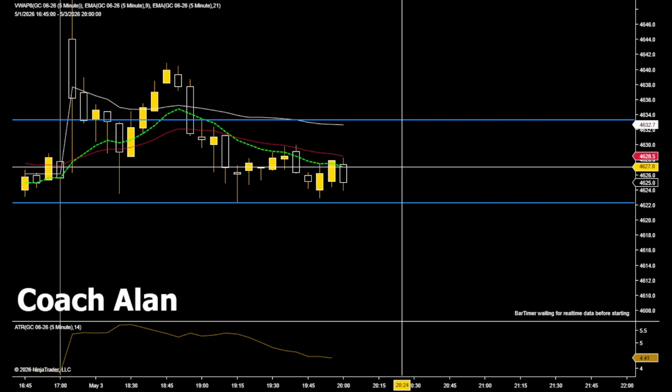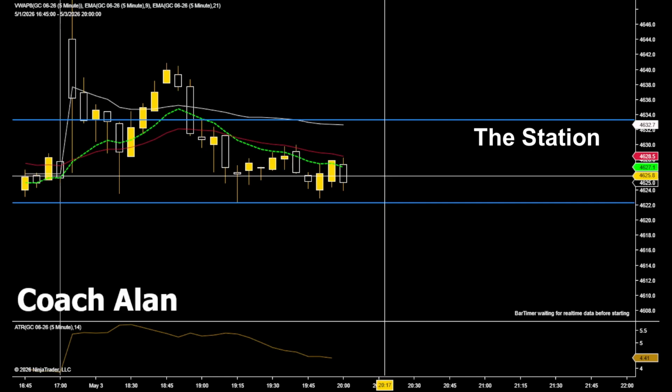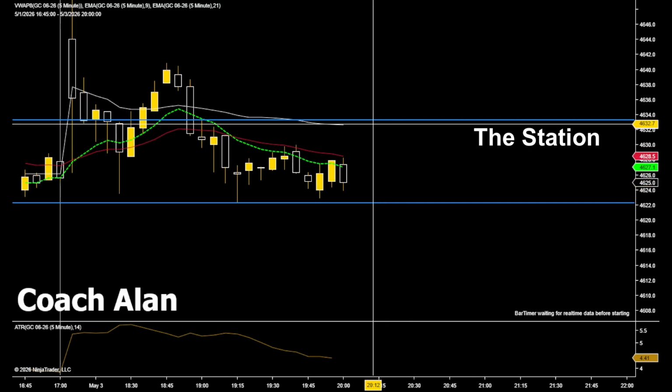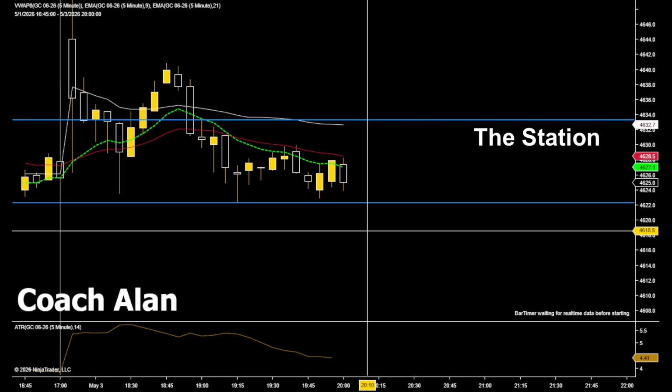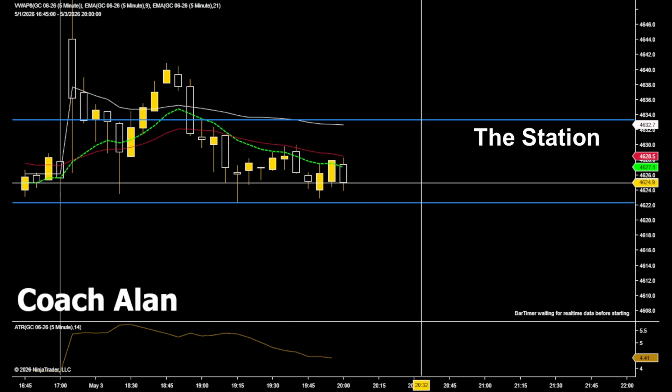Now everything inside of this area right here, this is our station. We are waiting for the train to leave the station, either going up through the top or down through the bottom. So we aren't taking any trades inside of the station, only when it becomes on the outside.